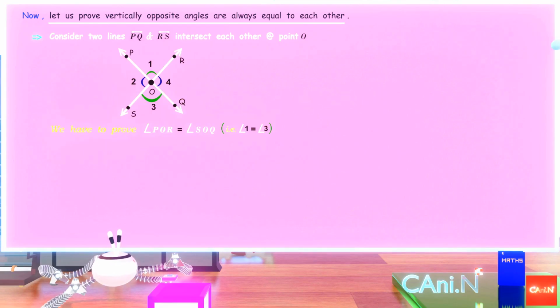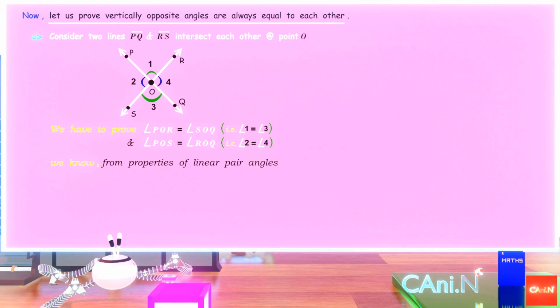Consider two lines, PQ and RS, intersecting each other at point O. We have to prove angle POR equals angle SOQ, that is, angle 1 equals angle 3. And angle POS equals angle ROQ, that is, angle 2 equals angle 4.